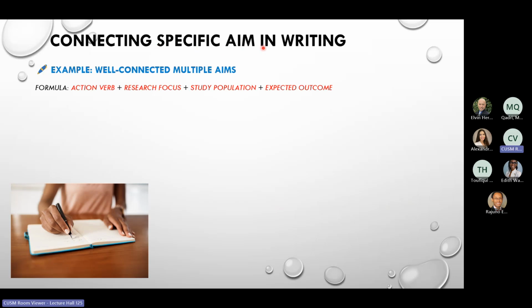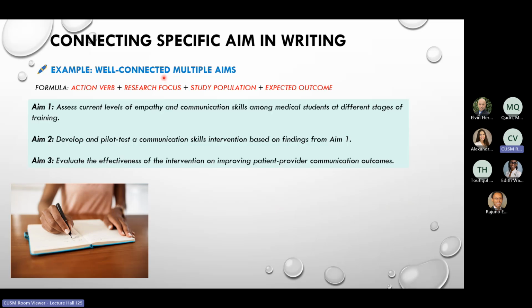In terms of connecting specific aim statements in your writing, well-connected multiple aims can occur, just like we noticed in our previous slide. Here you'll see an example of specific aim statements that are not necessarily independent in terms of the activities they are suggesting, but you'll see a connection between each of these three specific aim statements. Aim 1, assess current levels of empathy and communication skills among medical students at different stages of training. And aim 2, develop and pilot test the communication skills intervention based on the findings from aim 1.